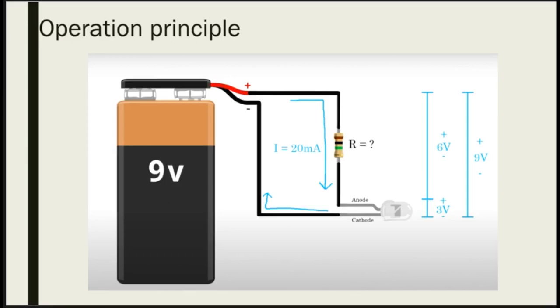So let's actually find the R. What's the equation again? Which triangle are we going to use? Yes, VIR. What am I trying to find? The V, the I, or the R? Come on. The R. So what do I do? I hide it. So I have to do what it tells me, V over I.